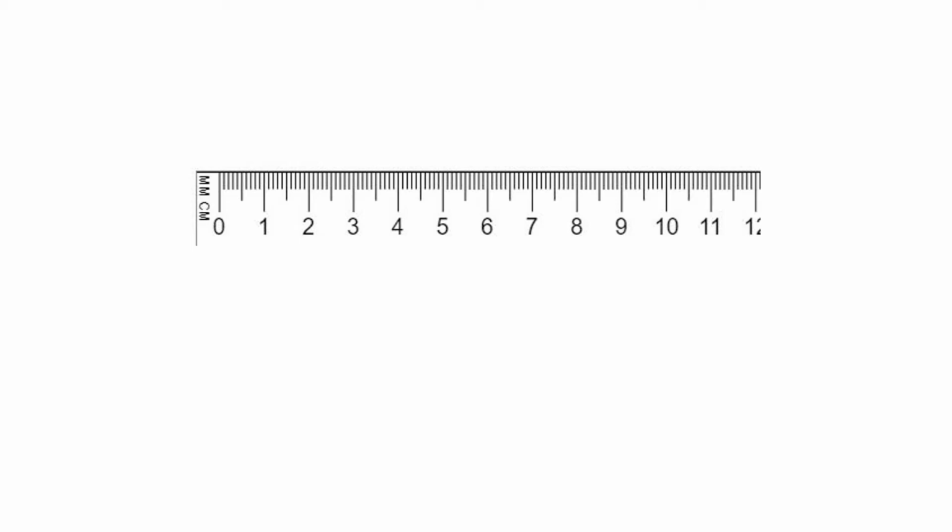This is a part of a ruler. It shows centimetres and millimetres. The centimetres are the longer parts. This is 1 centimetre. A millimetre is the smaller parts. This is 1 millimetre.